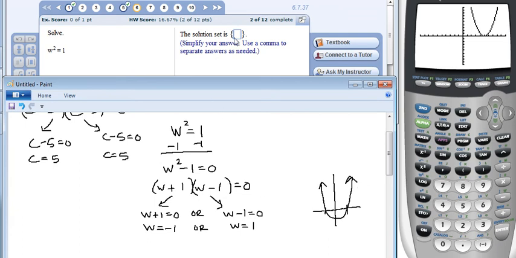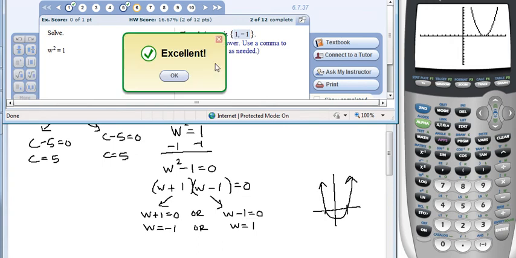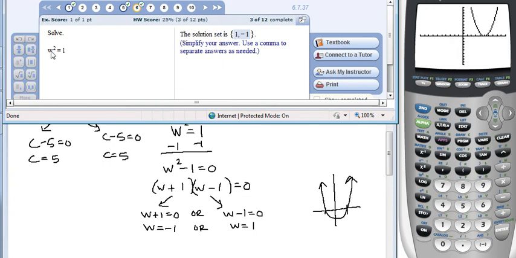Okay? So here we would do 1 comma -1. And you can throw them in here. If I squared 1, I get 1. And if I squared -1, I get 1. So that does work.